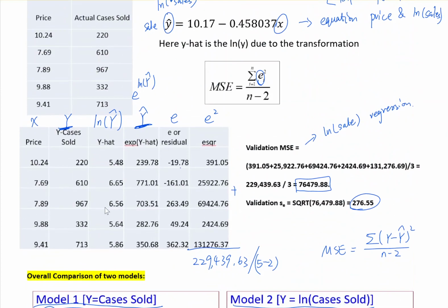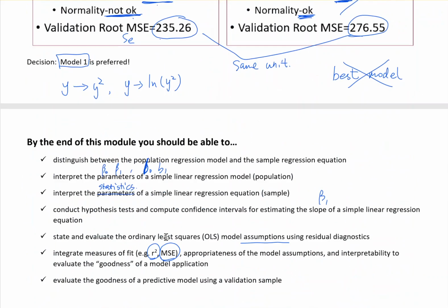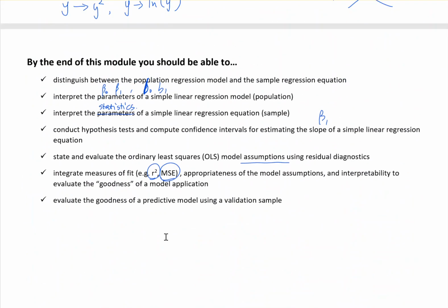That's too much work for you. So you don't need to do that. You just need to know, for example, if I gave you this table, can you calculate the validation MSE? So you just sum the e squared and then divide by n minus 2. And then the last thing is the evaluation of the goodness of the predictive model using the validation sample. We have already talked about that. We will have the validation MSE.